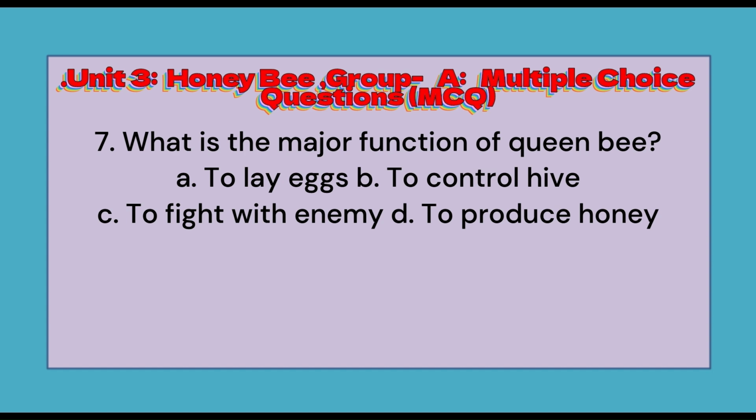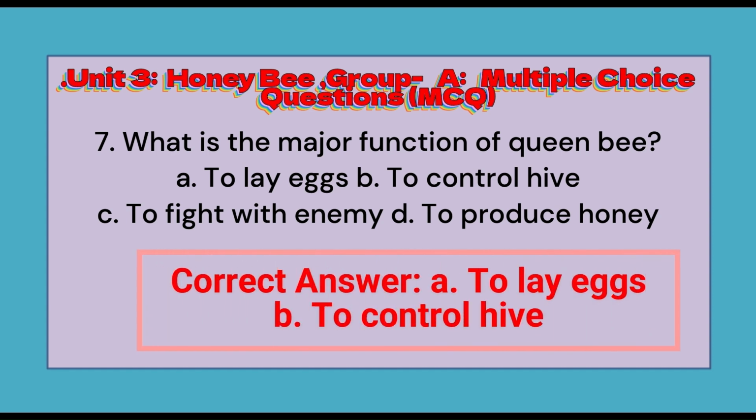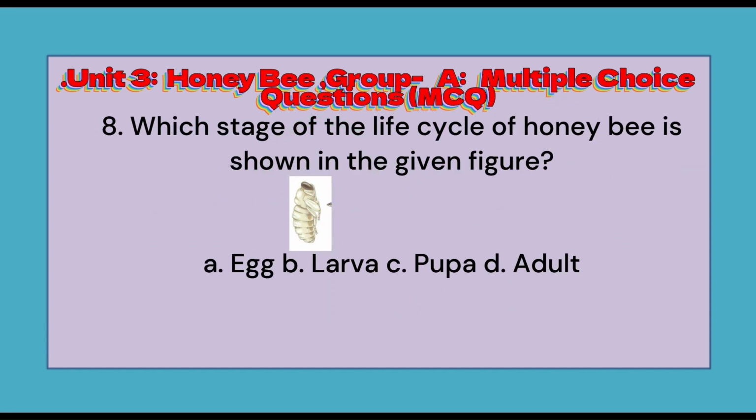A. To lay eggs. B. To control hive. C. To fight with enemy. D. To produce honey. Correct answer: A. To lay eggs. B. To control hive. 8. Which stage of the life cycle of honey bee is shown in the given figure?